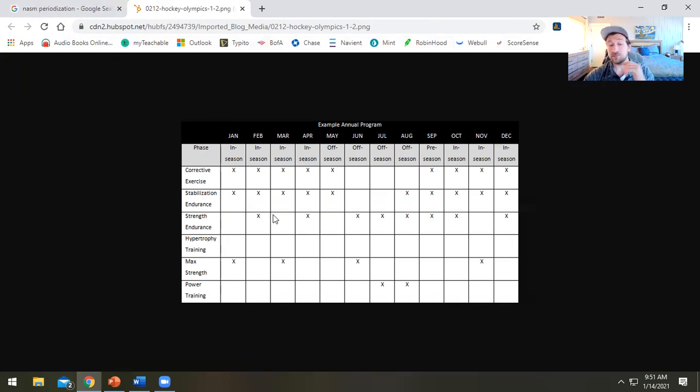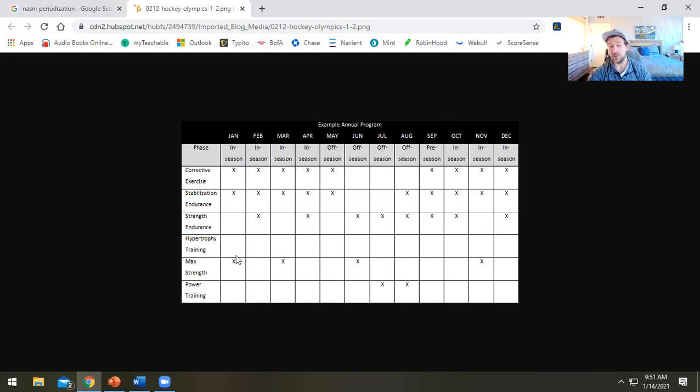So you can see in season, we're really mainly focusing on just corrective exercise and stabilization, right? All those isometric contractions and stuff. Maybe they get a little bit of max strength here, right? Where they just maintain their strength throughout the season, but it's nothing super intense. So if they were doing several workouts per week, we got a little bit of max strength in there, a little bit of endurance and a lot of corrective exercise.